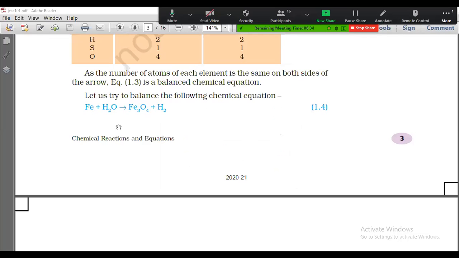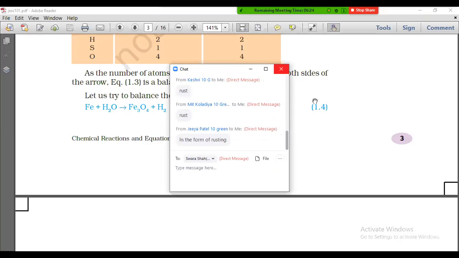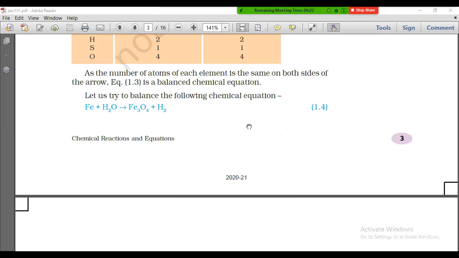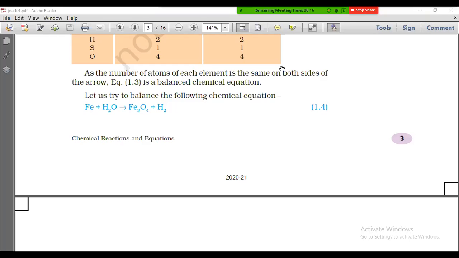So Fe will be solid. Now H2O, in which form will it be? Will it be liquid? Will it be gas? H2O gas. What is the word for H2O in the gas form? Ved Soni.